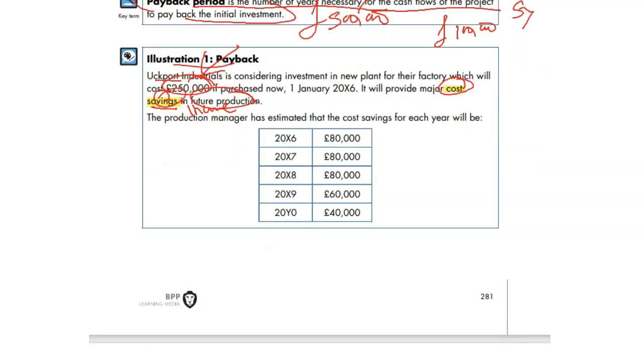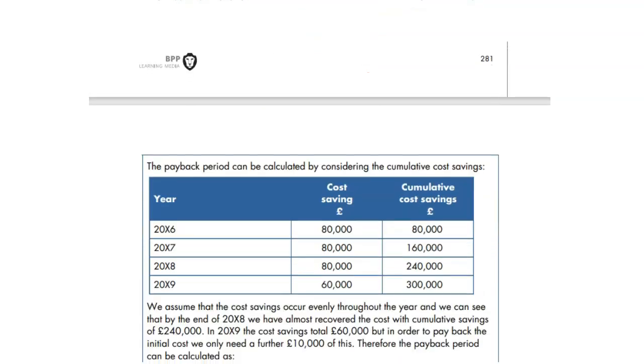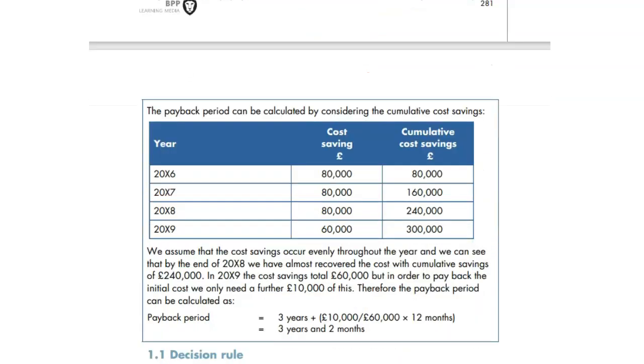The production manager has estimated the cost savings for each year: 80, 80, 80, 60. So how many years is it going to take you to get all your 250,000 back? To do this in a tabular format, the calculation is known as payback. The quicker, the better. Let's do it here. Year is the first column, then cost savings, second column cumulative cost savings.